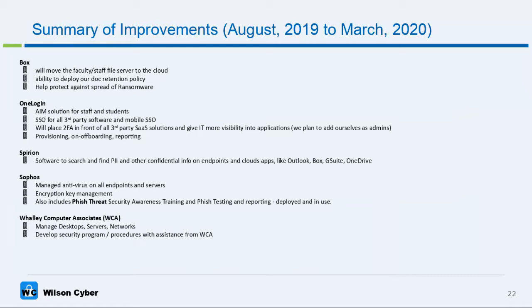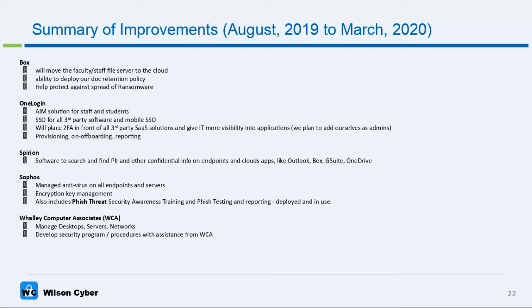They also implemented a single sign-on called One Login, an identity and access management solution for staff and students, single sign-on for all third-party software and mobile. So all these different cloud services they can now access through One Login, where their credentials are stored. They will place 2-factor in front of all third-party SaaS solutions and give IT visibility into the applications. And they want to add themselves as admins. Provisioning, offboarding, reporting are all managed now through One Login. Very much simplified who's on the network. All the app capabilities are around protecting IT accounts.